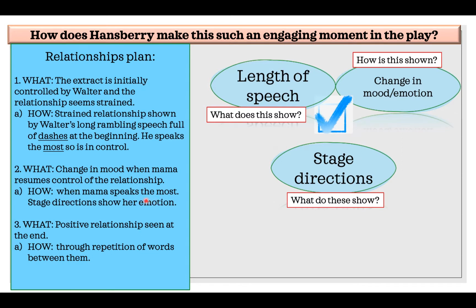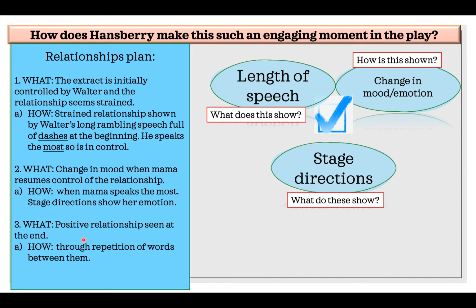Well, it's because she speaks for the most. So she then takes over that conversation and she speaks for probably about as long as Walter speaks when the extract begins. So here I'm going back to the dramatic device of length of speech, but I'm also going to add in that stage directions also show her emotion, because I want to comment on mood, emotion, where we've got up here the point from the last slide. And stage directions, again, it's a dramatic device, so I'm talking about method.